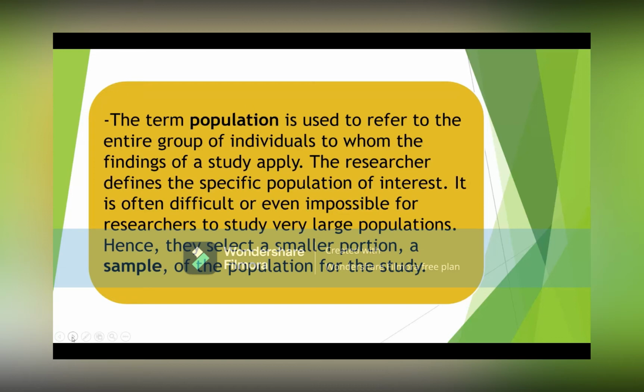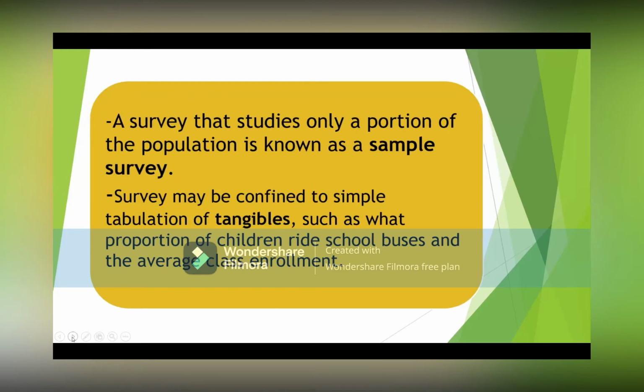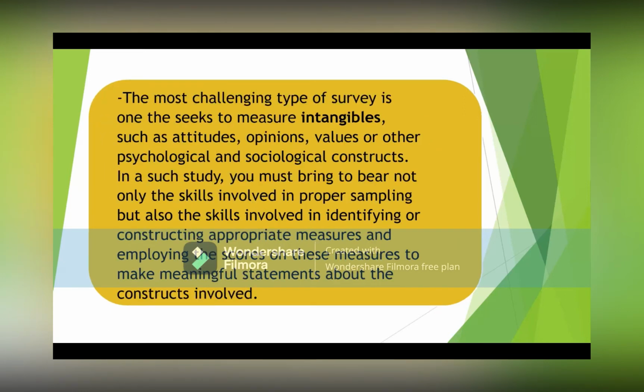It is often difficult or even impossible for researchers to study very large populations. Hence, they select a smaller portion, a sample of the population, for the study. A survey that studies only a portion of the population is known as a sample survey. A survey may be confined to simple tabulation of tangibles, such as what proportion of children ride school buses and the average class enrollment. The most challenging type of survey is one that seeks to measure intangibles such as attitudes, opinions, values, or other psychological and sociological constructs.